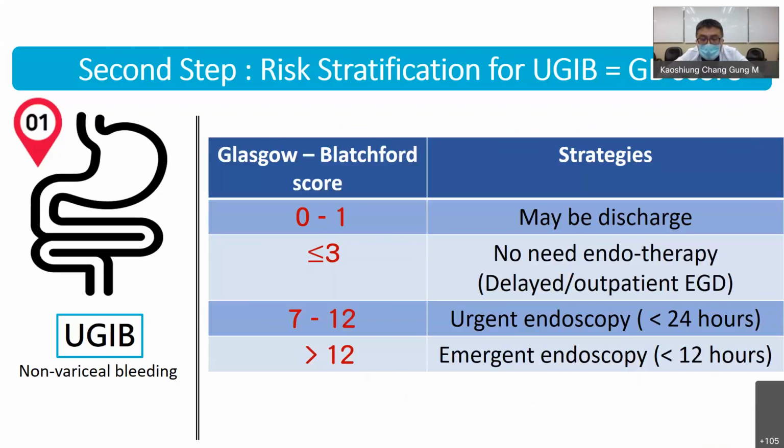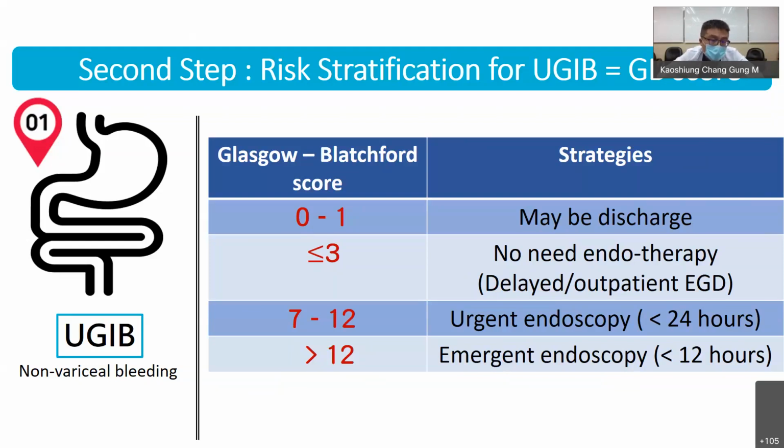So this is my brief summary for you. You can check the patient's Blatchford score. If patients score less than 1, maybe you can let them be discharged right now and follow up at the outpatient clinic. If patients score 2 and 3, because they are relatively low risk, no one needs endotherapy. Maybe you can defer the endoscopy study to next week or the next few days.